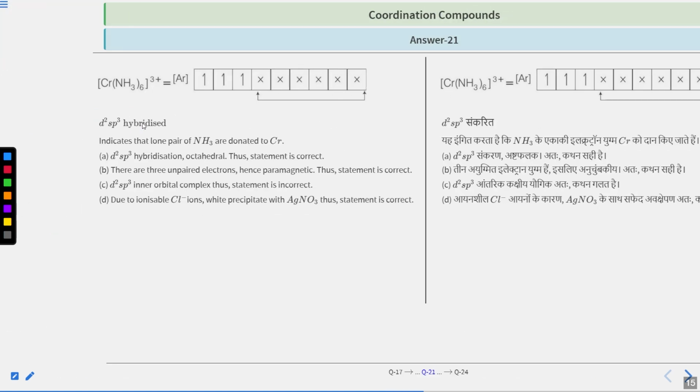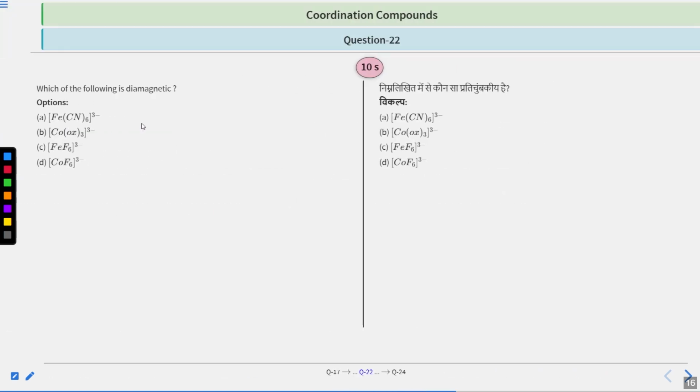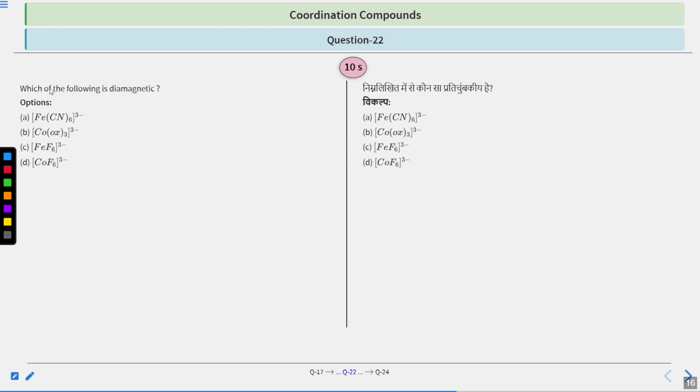Okay, now let's move on to the next question. Question number 22. Which of the following is diamagnetic? Options are [Fe(CN)6] 3 negative, [Co(ox)3] 3 negative, [FeF6] 3 negative, or [CoF6] 3 negative. You have 10 seconds to solve this question. After that, we will see the answer.